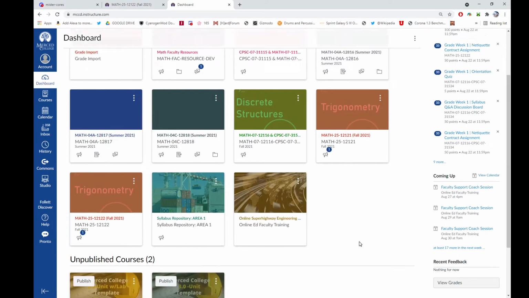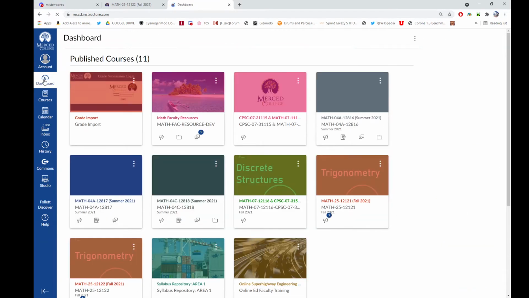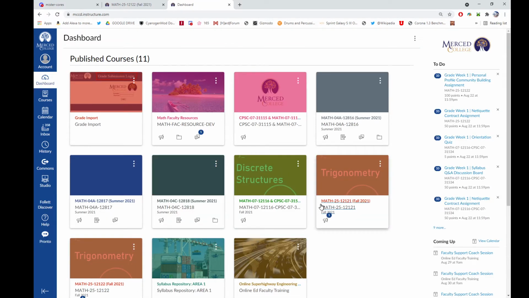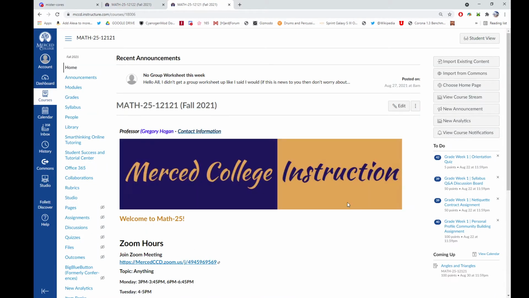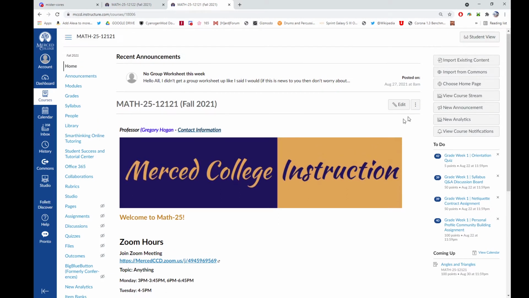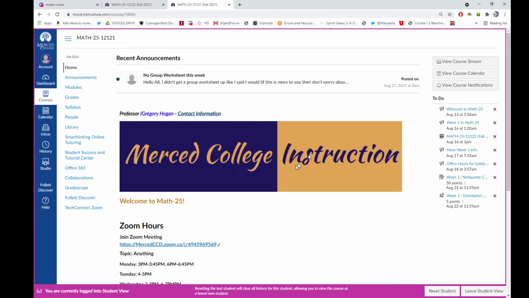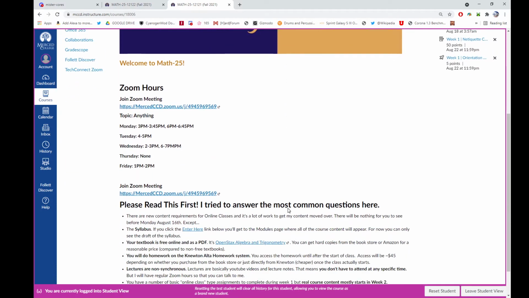So what I'm going to do here is I'm on Canvas and I clicked on Dashboard and I'm in Math 25 12122. At least I am now. So this is the home page for your class. If you're in the other class, it doesn't matter. They're identical. So let me click Student View. So this is what you should see when you log into Canvas.